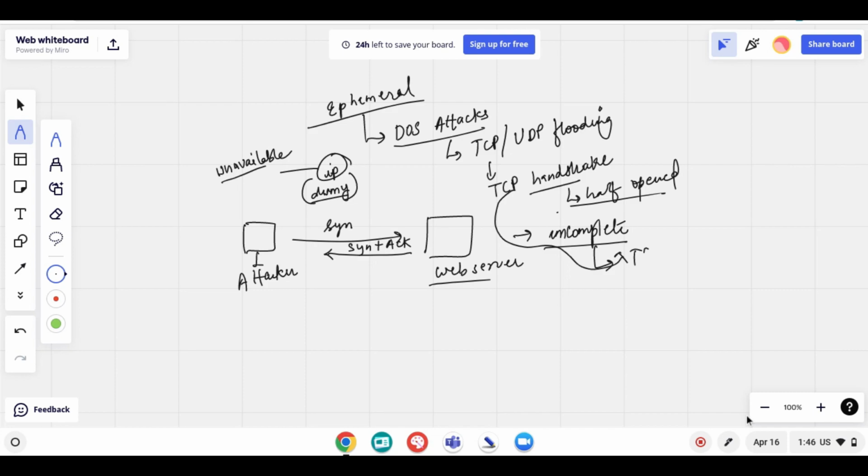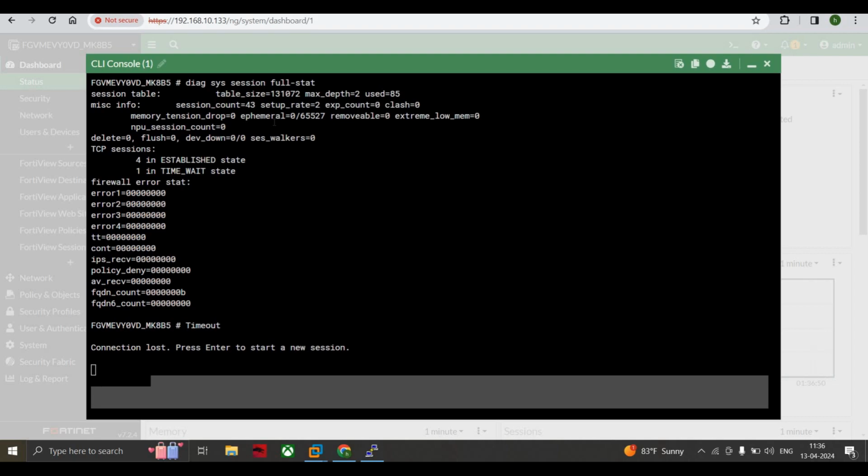Okay, so because of that, the ephemeral state has a certain limit. Once that limit has been reached, the session cannot be there; it is completely removed. So in order to avoid this type of attack, Fortinet categorizes a session in this state as ephemeral and sets a limit based on the model for how many sessions can exist at once, so that memory is not exhausted, so that the firewall cannot waste its memory on the half open connections created by the attack. So this is a very important part you use to check if your Fortinet has suffered any DoS or DDoS attacks. Next is removable.